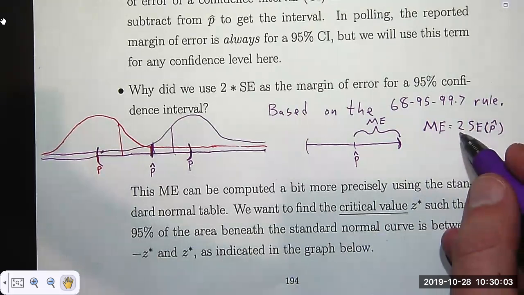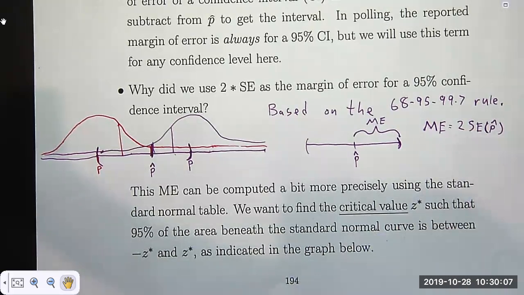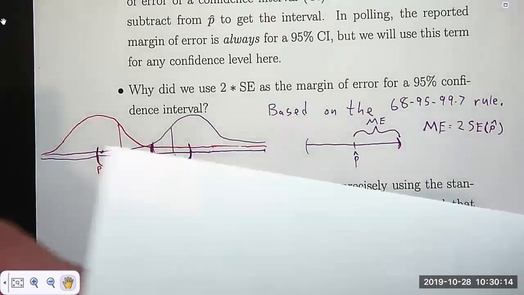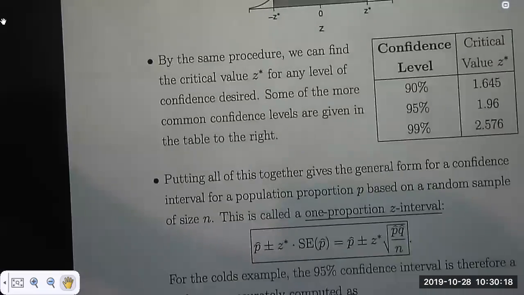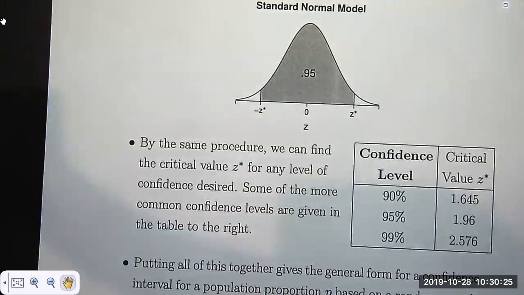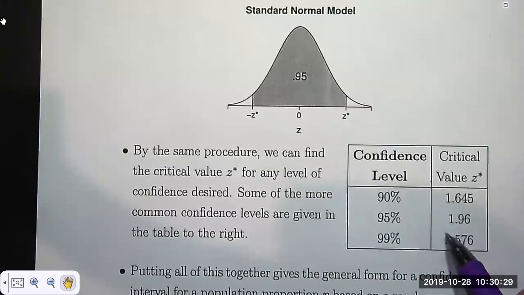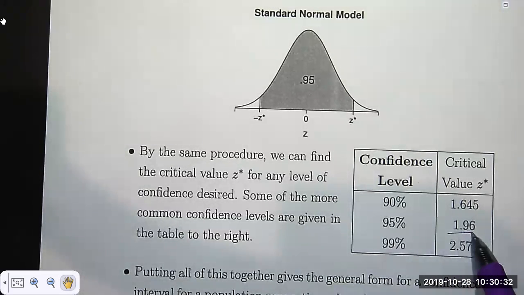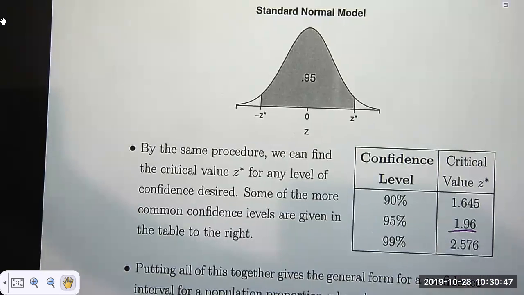But we could do like 1.5 times the standard error or 1.8. And we actually have a table on the next page. We call them critical values, Z star, where the Z star for the 95% level is 1.96. So that's really close to 2, what we used on the previous page. So you can make a connection there, that this 1.96 is kind of like using that 68, 95, 99.7 rule.